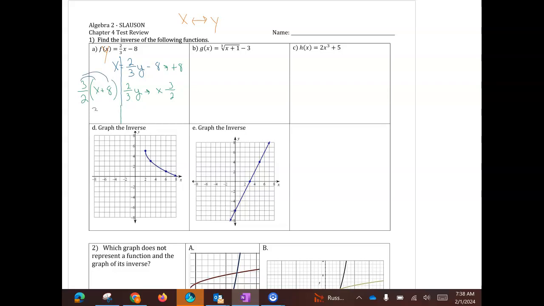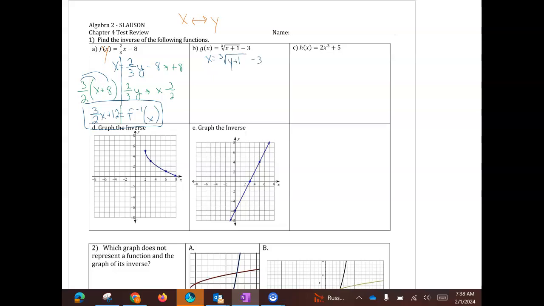So I'll have 3/2 x, and 3/2 times 8, you can type that in your calculator. But in the end, you will get 12. And then if you remember, write the inverse version of our function. Okay, B, same thing. So just go ahead and get started. Switching x and y around.